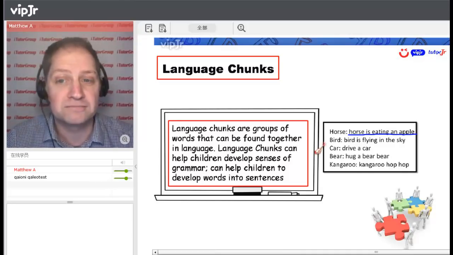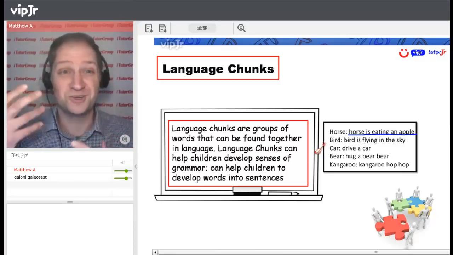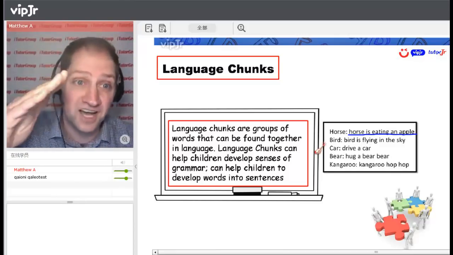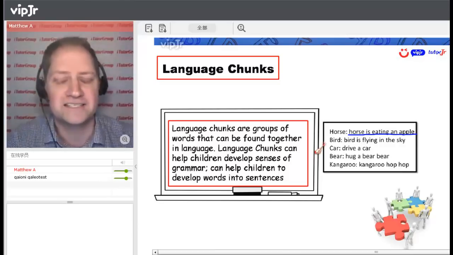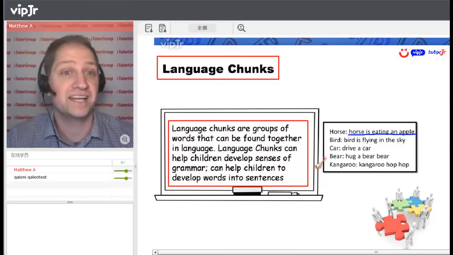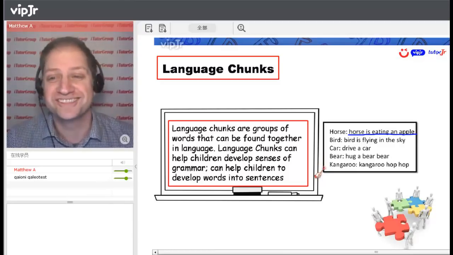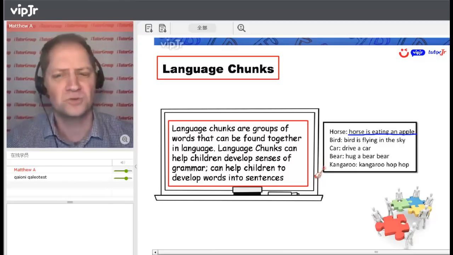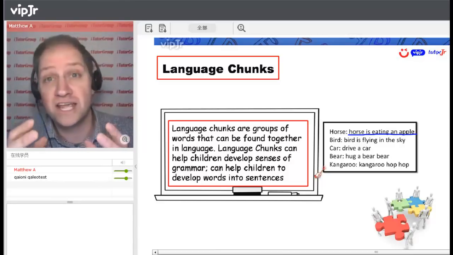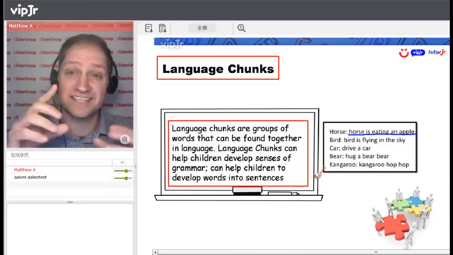Or maybe bird. We've taught the noun bird, we've shown some pictures, and then we really want to help them see how they can use it. How can they use chunks of language? Bird is flying. Bird is flying in the sky. Car, drive a car. Bear, hug a bear, talking about a teddy bear, not a real bear. Kangaroo, hop, hop, hop. So we get the idea of what chunks are: groups of words together which can really help the student to see how they can put that noun they've learned into a sentence now.